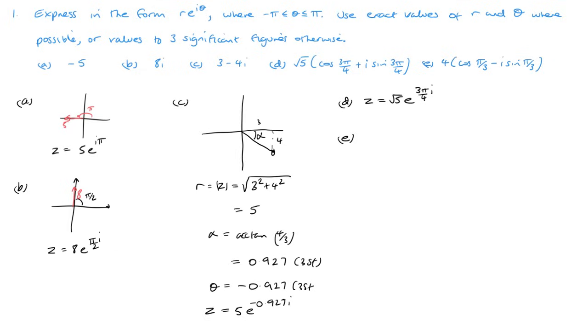And then we've got that z equals 4(cos pi by 3 minus i sine pi by 3). Now changing these to negative angles will change this to a positive. So that means that z is equal to 4e to the minus pi by 3i, because we want a positive in here. So there we have the first question done. Hopefully you had no problems there. Let's look at number 2.